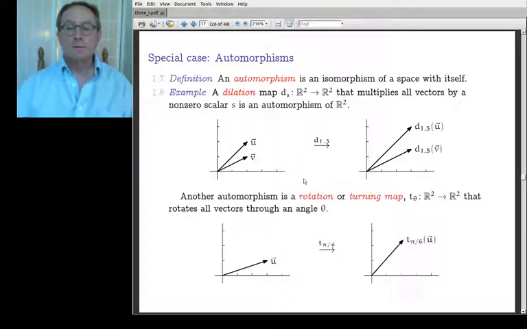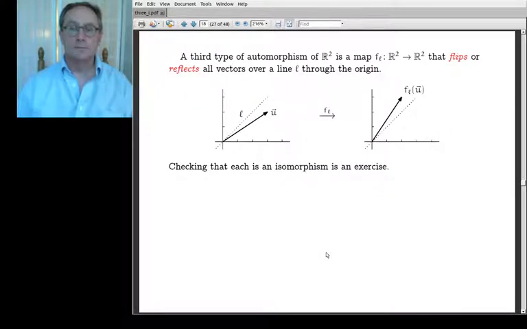Another automorphism is a rotation. So you can turn all of the vectors by the same angle. I'm rotating counterclockwise because that's traditional. Here by an angle of pi over 6 radians. It's easy to check that that's an isomorphism. You might want to close your eyes and say to yourself, is it one-to-one? Is it onto? Does it preserve addition? Does it preserve scalar multiplication?